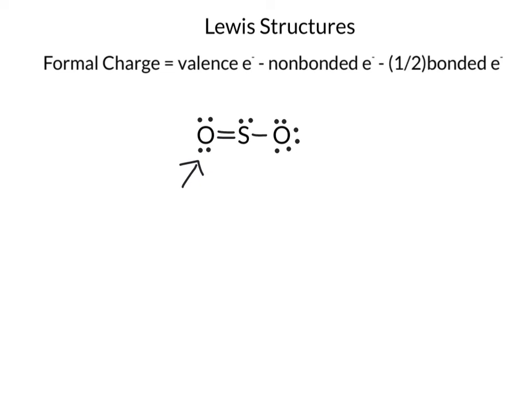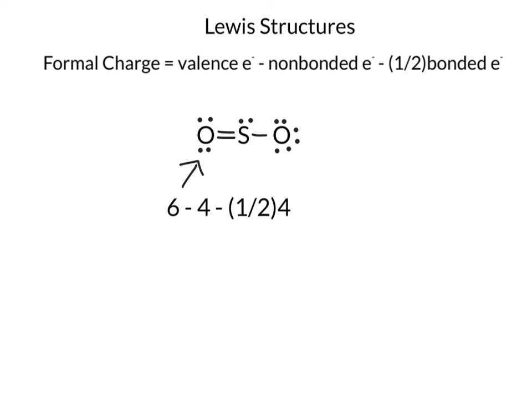All oxygens start off with 6 valence electrons before bonding. Then from that, we're going to subtract the 4 non-bonding electrons that we see in the Lewis structure. And then we're going to subtract half the number of bonded electrons. There are 2 bonds, so that's 4 bonded electrons. So we'll subtract half of 4, so 2 additional electrons.